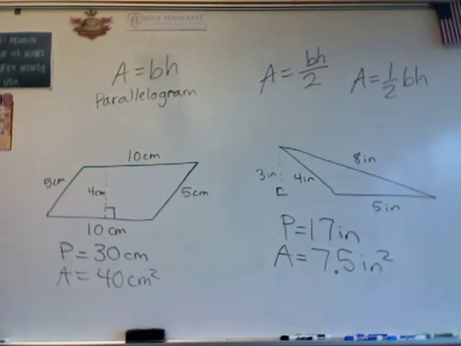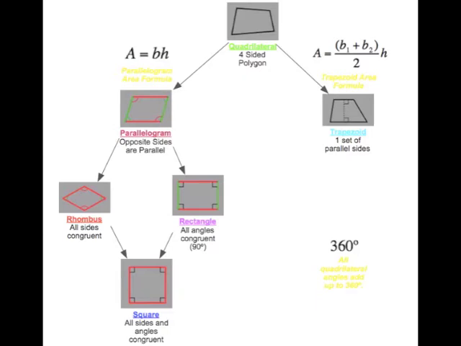All right, the last piece I'm going to show you is a chart that's going to show you some different types of parallelograms and how you can tell whether a quadrilateral falls into the parallelogram category or into the trapezoid category. So we're going to look at the different types of quadrilaterals. There's 2 different ones we're going to talk about. So remember, quadrilaterals are 4-sided polygons.